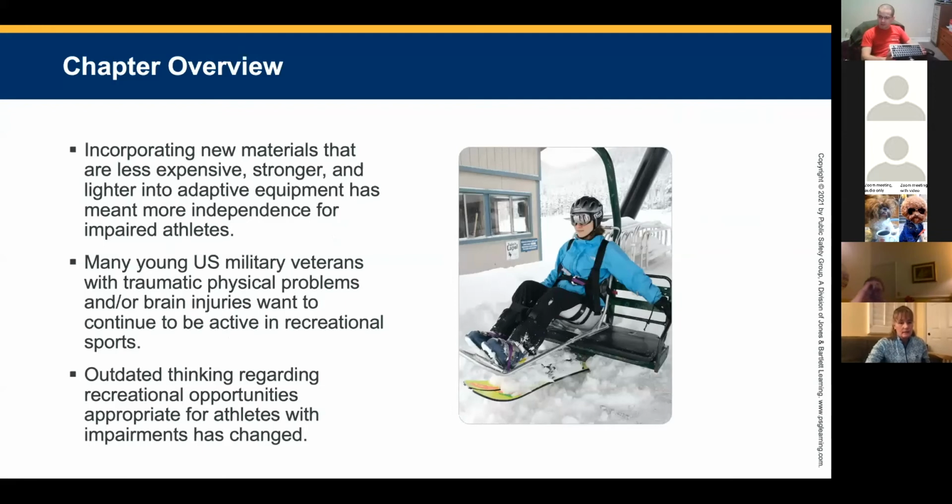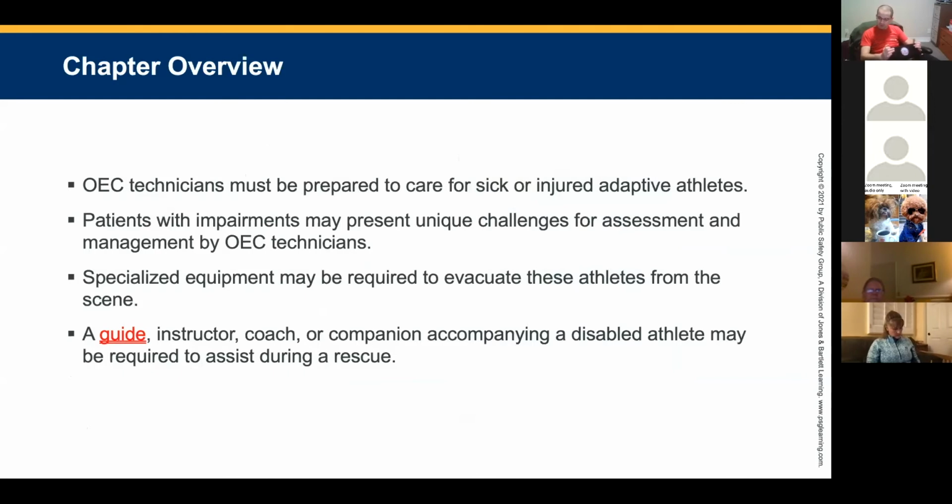There are new materials out there that are making the equipment much more reliable and much sturdier. We're also seeing many young military veterans with traumatic physical problems and brain injuries that want to be active in recreational sports. And outdated thinking regarding recreational opportunities appropriate for athletes with impairments is now being challenged. So as OEC technicians, we must know how to respond appropriately to individuals, and they can be unique.